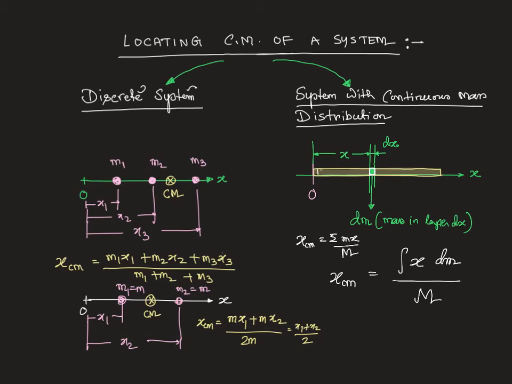Divide this rod into infinitesimally small particles like this. All these small particles each have mass dm, and this is the formula for continuous mass distribution: xcm is equal to integral x dm by m.